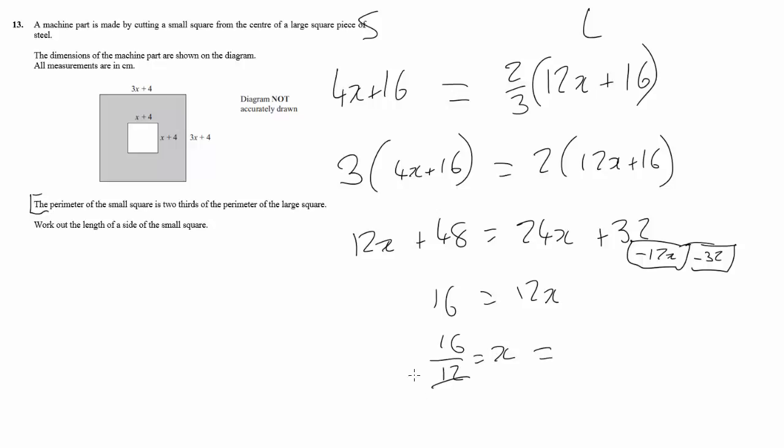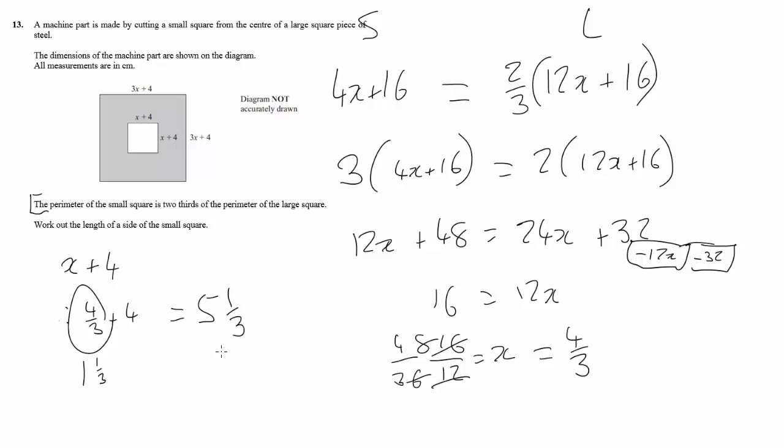And 16 over 12, I'll cancel it down, 8/6, which is 1 and 1/3. So x comes out to be 4/3. Now it says work out the length of a side of the small square. Well, the small square is x plus 4, and so therefore it's 4/3 plus 4. Now remember, this is 1 and 1/3, so my answer is 5 and 1/3.